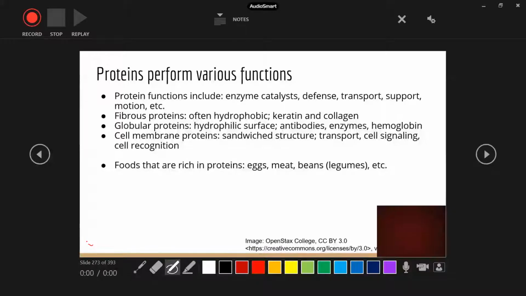So hopefully it works. Now let's look at the variety of functions that proteins perform. We're going to touch on the functions mentioned in the TEAS review, such as enzyme, defense, and transport. First, let's look at fibrous proteins. These proteins are usually big protein fibers, and they're often hydrophobic. The hydrophobic property really comes from the R groups or the side chains from the amino acids that make up these proteins, right? Good examples are keratin.